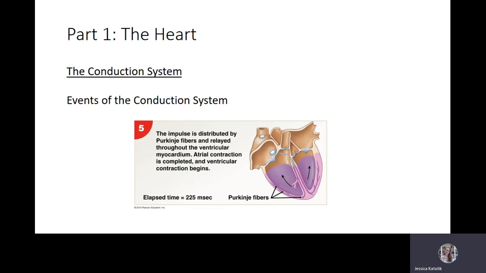So those are the steps of the conduction system. What I'd like you to be able to do is be able to describe in an essay format the steps involved in the conduction system.